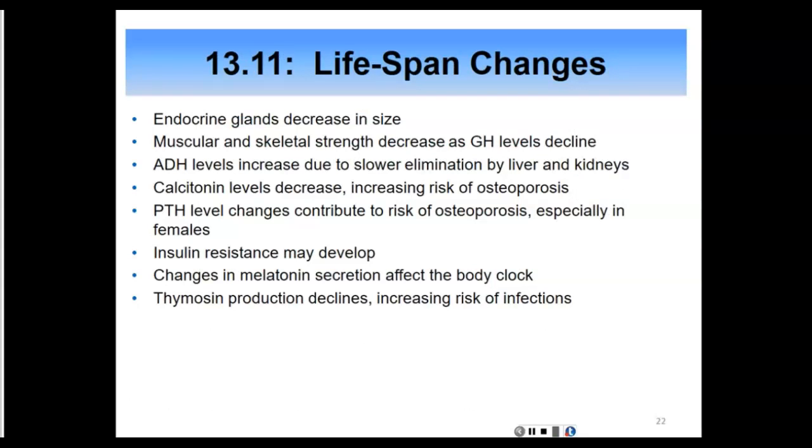As we age, the endocrine glands will decrease in size. The muscular and skeletal strength will decrease as growth hormone levels decline. ADH is a hormone that will increase due to slower elimination by the liver and kidneys. Calcitonin levels decrease, so you have more of a risk of osteoporosis. Parathyroid hormone level changes contribute to the risk of osteoporosis also, and insulin resistance may develop. Changes in melatonin secretion can affect your internal clock, and thymosin production decreases, which gives you an increased risk for infection.